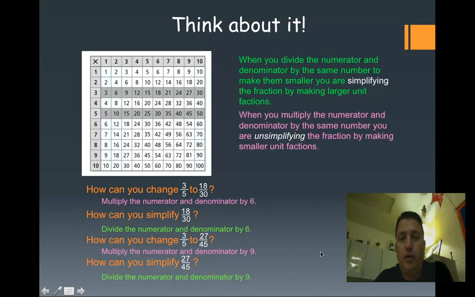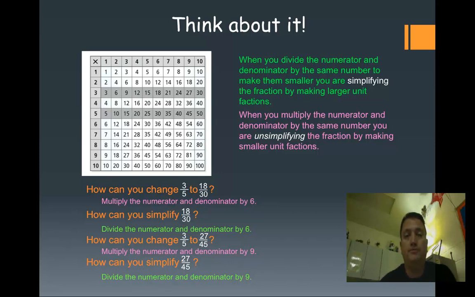When you multiply the numerator and denominator by the same number, you are unsimplifying the fraction by making smaller unit fractions. So let's talk about that again. We'll go the other way. If I've got 1/5 and I turn that into 30ths, I'm unsimplifying that fraction, because now not only do I have a fraction that's not in simplest form when I've got 18/30ths, but I'm also making that unit fraction smaller. I'm now taking that great big pizza and cutting it into little bitty slices, about 30 of them. You can imagine what a 30th of a pizza would be like, not very much. But 1/5 of a pizza, that would be a good sized slice.